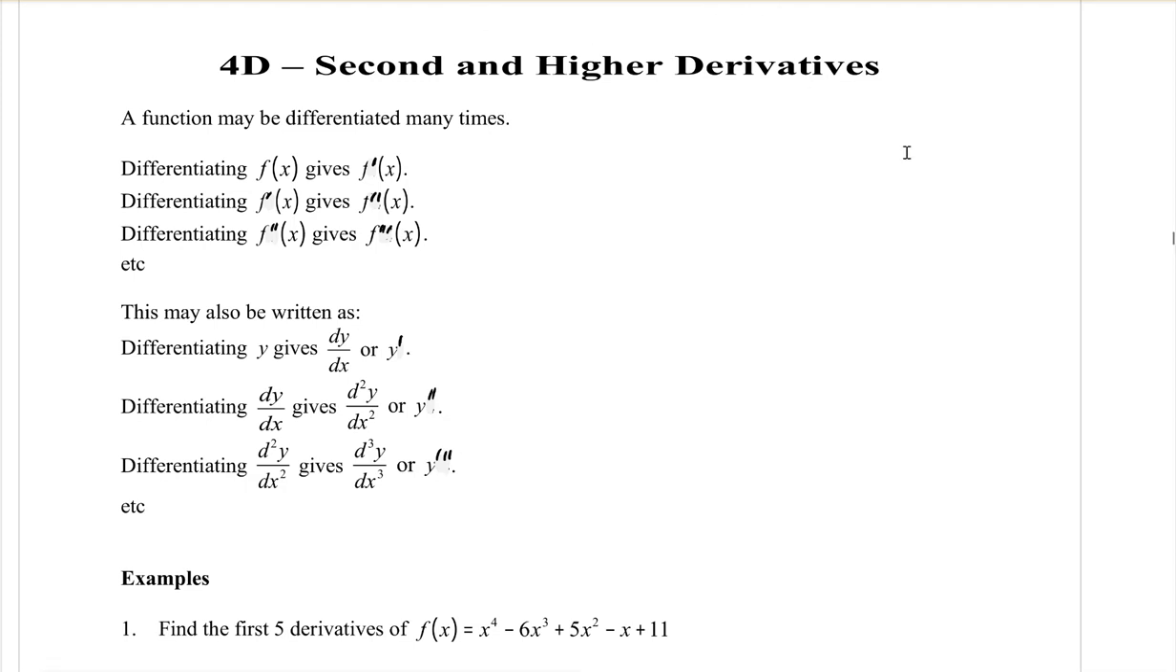Okay, so this should be a very quick little exercise because we know how to do the first derivative. We're just going to be doing more derivatives from that. So if differentiating f of x gives us f dash x, differentiating f dash x is going to give us f double dash of x, and differentiating f double dash of x is going to give us f with a triple dash of x. Every time we differentiate, we give it another dash.